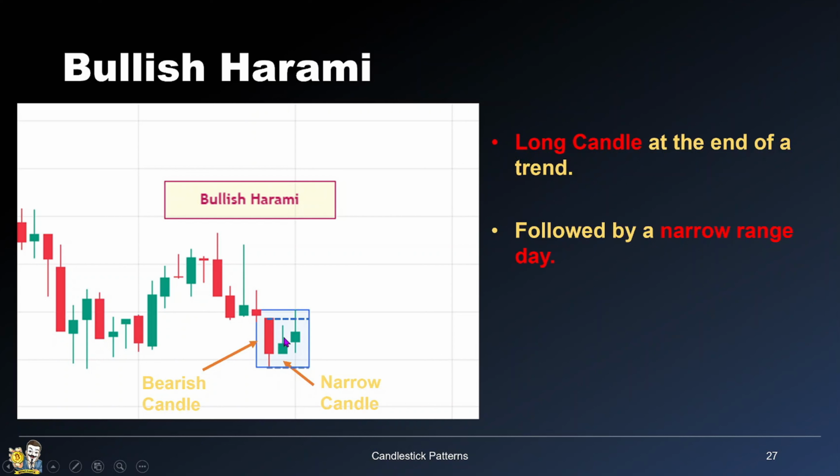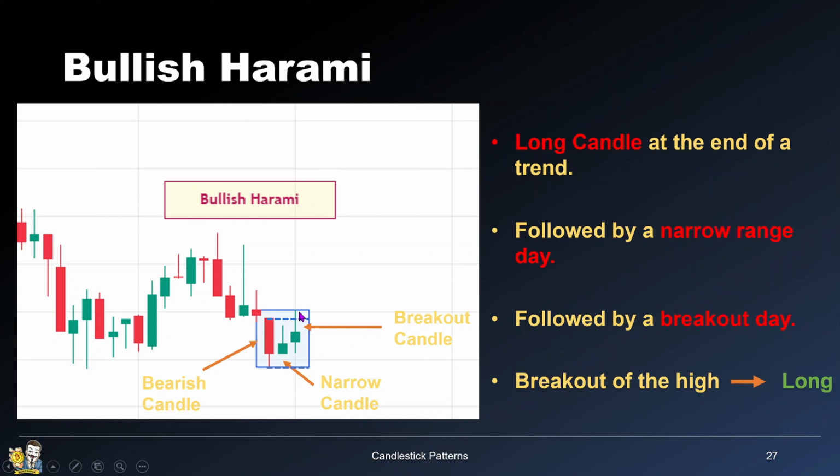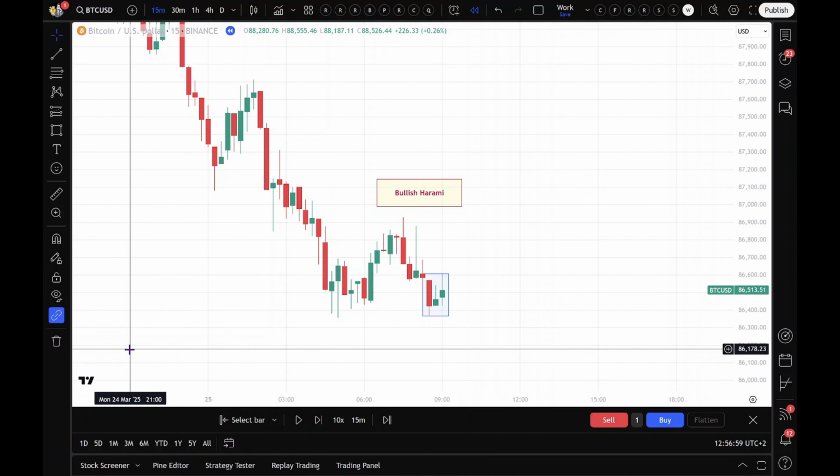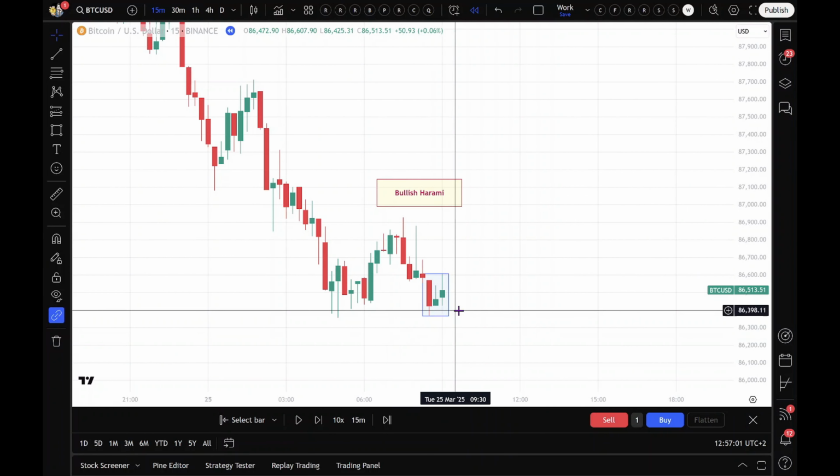Then, the candle that follows is the breakout candle. It means that the high of this candle breaks out of the range, as we can see here. In this kind of pattern, we have to go long once there is a breakout above the high of the last candle. Okay, let's move over to TradingView.